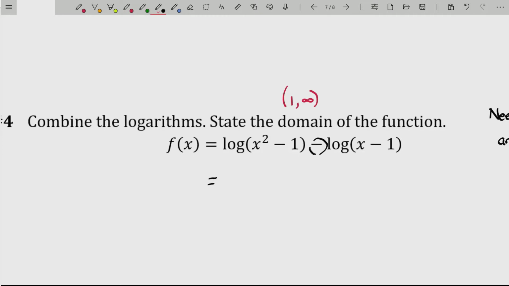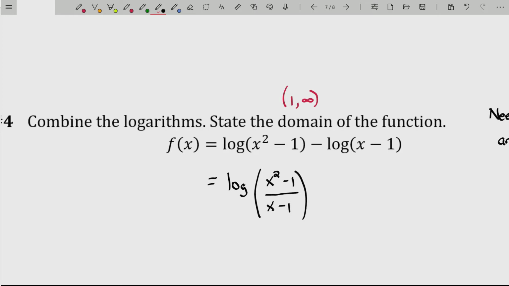Remember, it's a subtraction here. So whatever logarithm is negative, its argument will go in the denominator when we glue these things together. And whatever logarithm is positive, its argument will go in the numerator when these get glued together. That's about as easy as it gets. It's going to be log of the numerator's x squared minus 1 and the denominator's x minus 1.